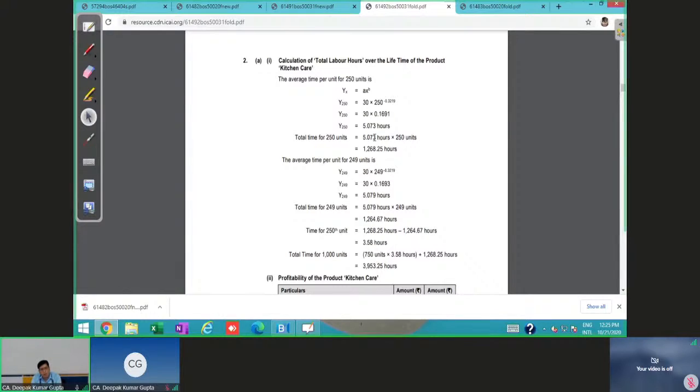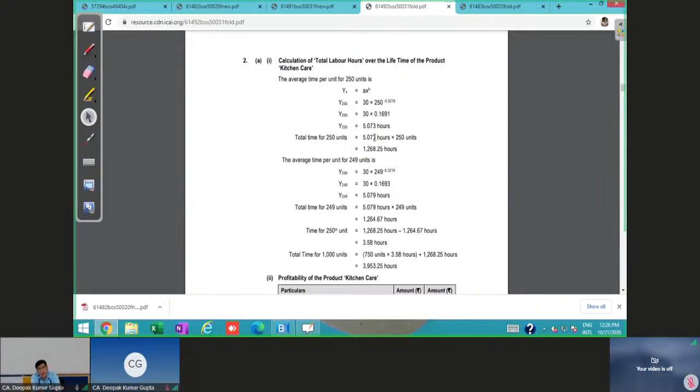First, I have to compute total labor hours over the lifetime of the product. I have to compute the average time required for the 250th unit, the time required for the 250th unit.